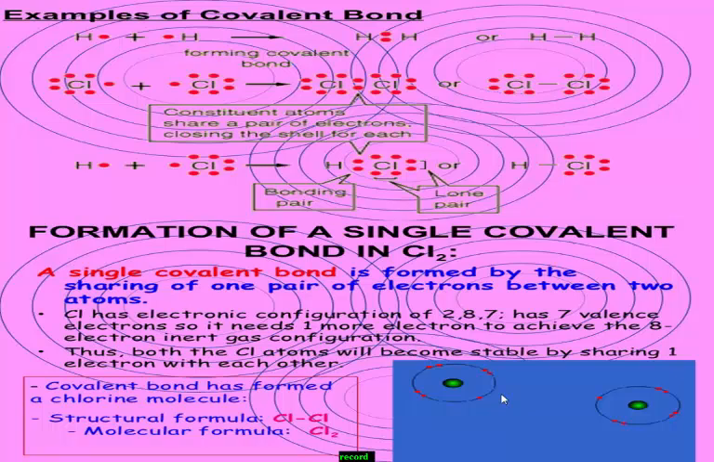Now, with 7 electrons in the valence shell, it needs 1 electron to become 8, to achieve the 8-electron inert gas configuration.